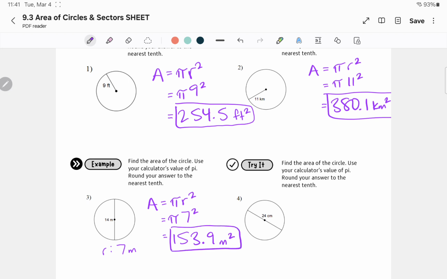So go ahead and try number 4 by yourself. All right, so number 4, our diameter is 24, so the radius would be 24 divided by 2 is 12, right? Half of this diameter is 12. You can put the units if you want.